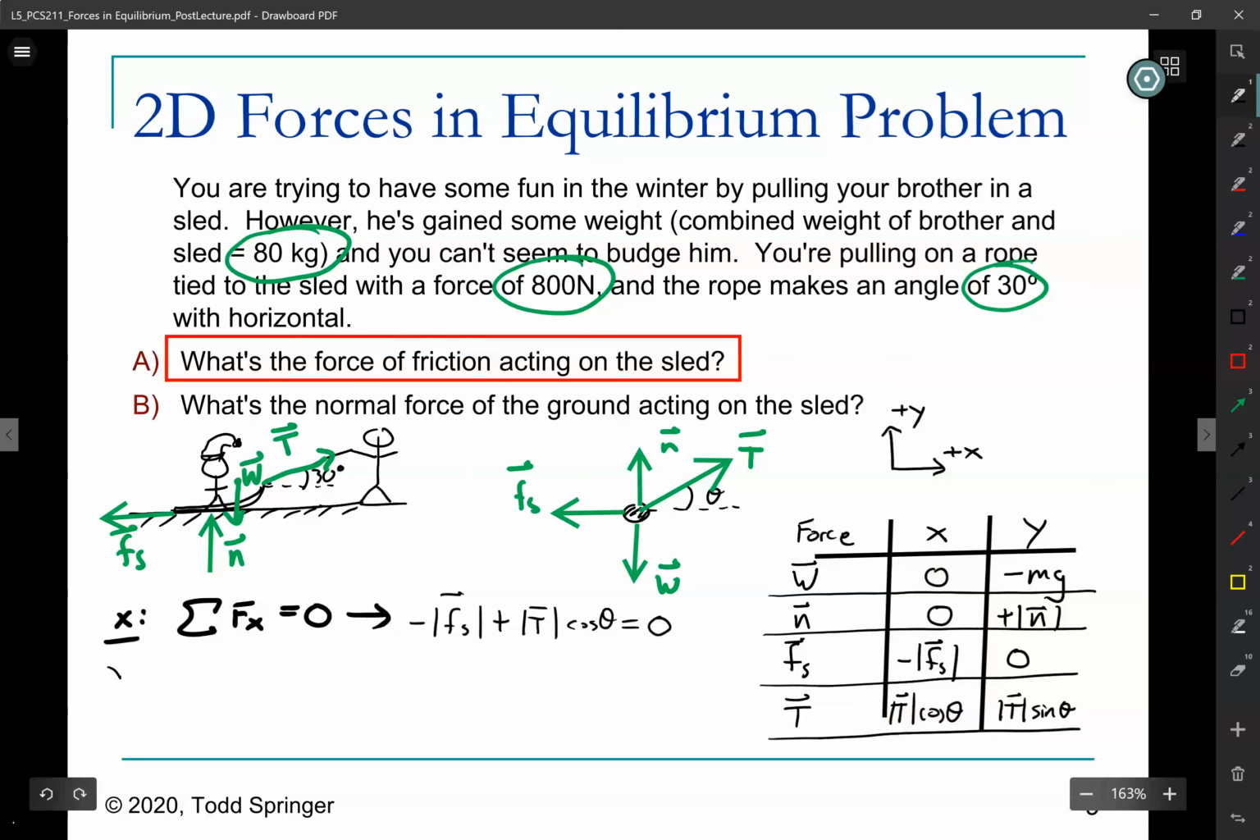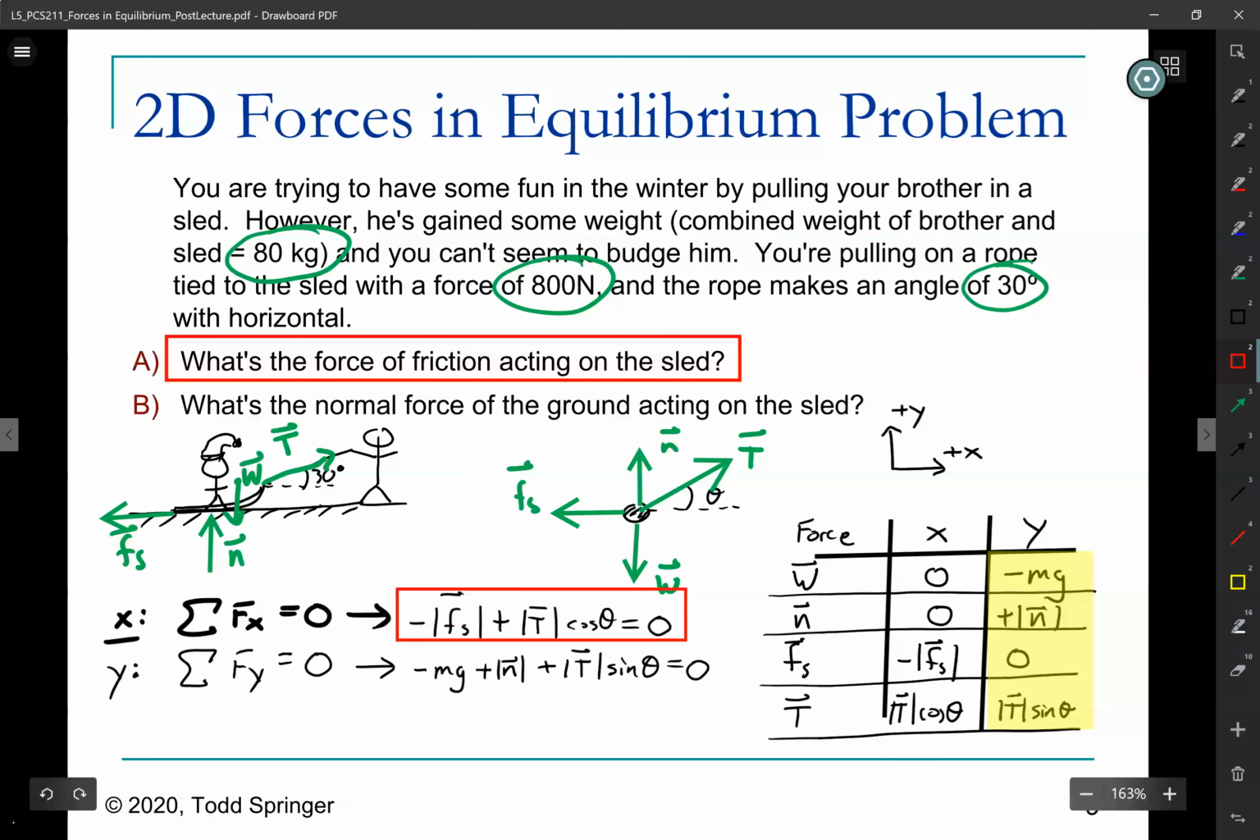Now in the y direction, do the same thing. Add up all the forces in the y direction, set it equal to 0. That means I take everything in this column, add them all up, and set it equal to 0. So what do I have? Minus mg plus the magnitude of the normal force plus T sine of theta is equal to 0. So those two equations, those are the equations of equilibrium, one for the x direction and one for the y direction. Okay? So at this point the physics is done.